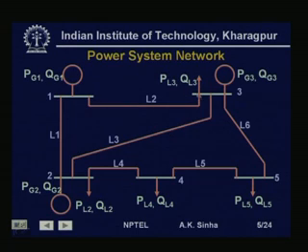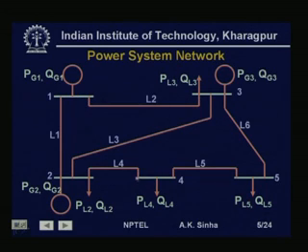Similarly, we have another substation or a bus 3 which has a generator connected, supplying real power Pg3 and reactive power Qg3. This also has a load of real power PL3 and reactive power QL3. It is also connected to bus 1 by a line L2.